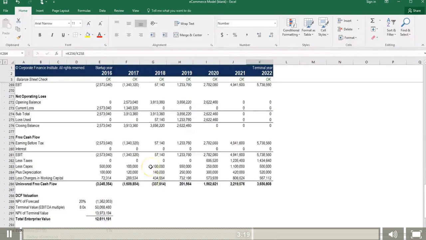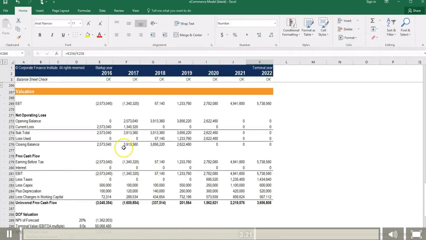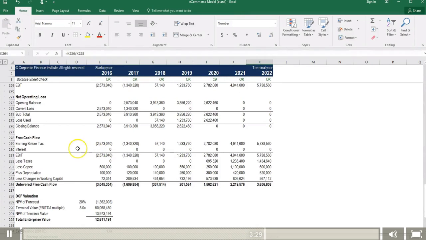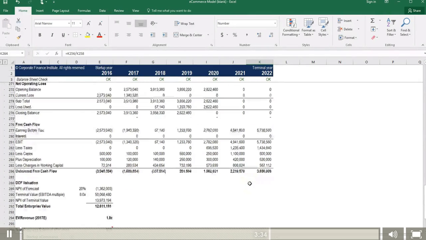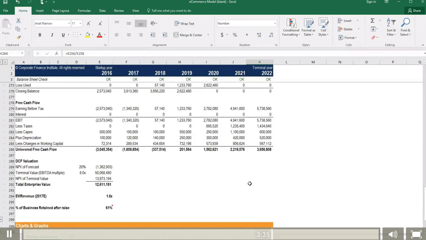In terms of valuation, we've calculated a tax loss carry forward schedule here, which will impact our cash taxes due to the losses in the first few years. We've built up our unlevered free cash flow schedule, which is what feeds into the NPV analysis. We're using a discount rate or cost of capital of 20%. We use a terminal value of 8 times EBITDA. This represents a fairly normalized number that we could sell a business for.